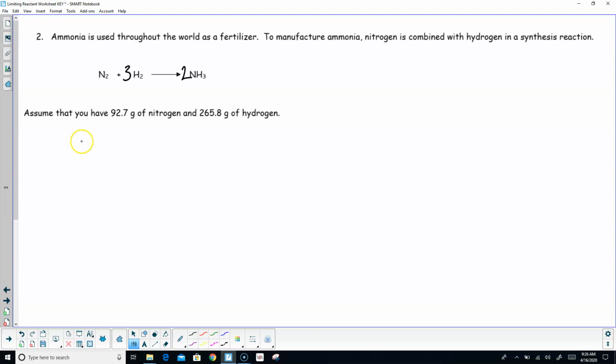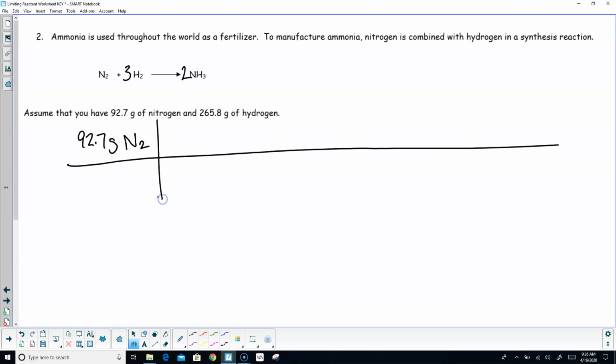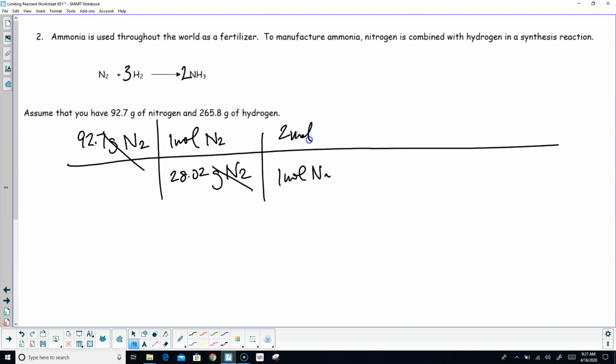So once again, we're going to do the same thing. Start with what we know, 92.7 grams of nitrogen. Notice nitrogen is diatomic, so it has to be N2. Molar mass: 1 mole of N2 does not weigh 14. It's 28.02 because it is diatomic. Nitrogen goes away. Now I want to do my mole ratio. For every 1, I get 2. So for every mole of nitrogen, there are 2 moles of ammonia that are produced.